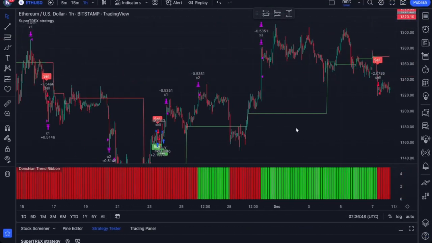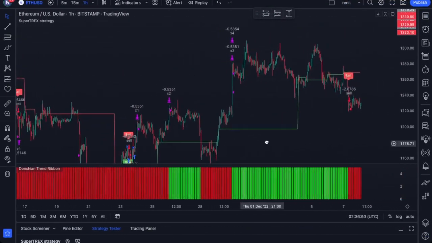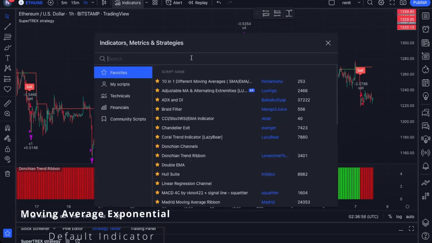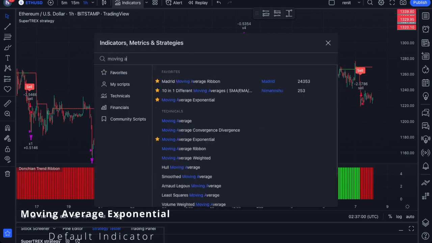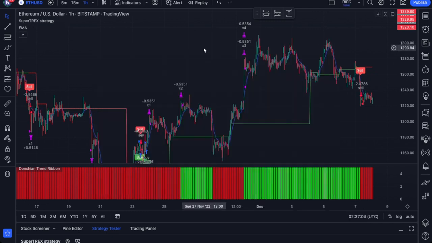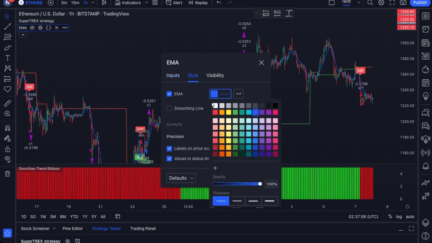Also, it's important to remember that it is best to enter a trade whilst looking at the overall trend of the market. So to make it easier to see the market trend, we're going to add a moving average indicator by searching the indicators tab for moving average exponential and applying it to the chart. Now open the EMA settings and we can change the line color to white and make it bolder. This will make it easier to see against this dark background.